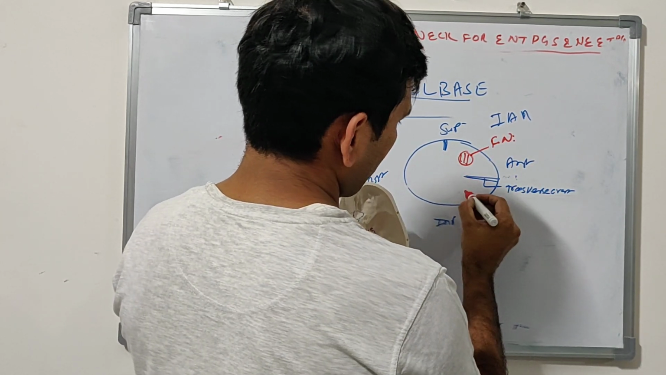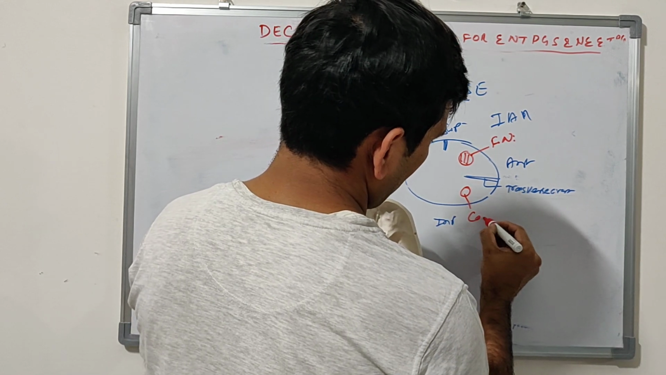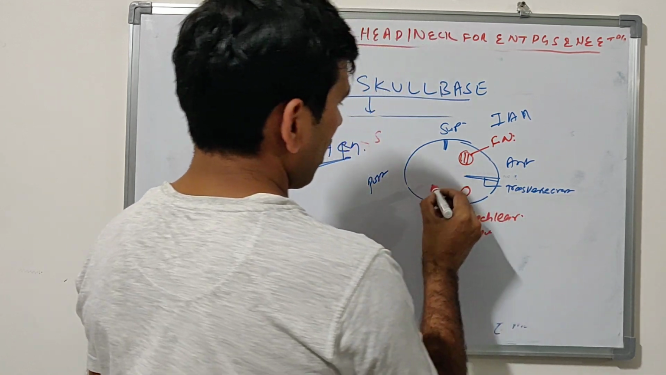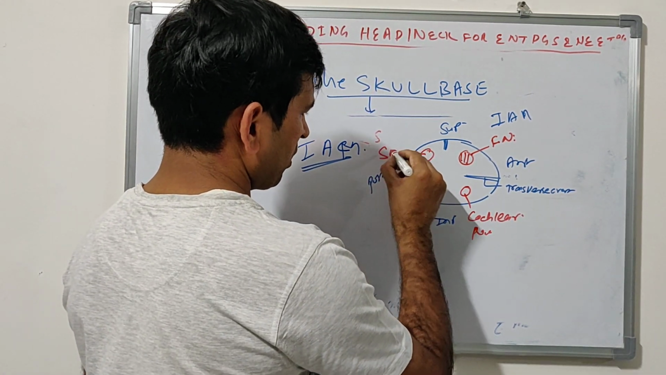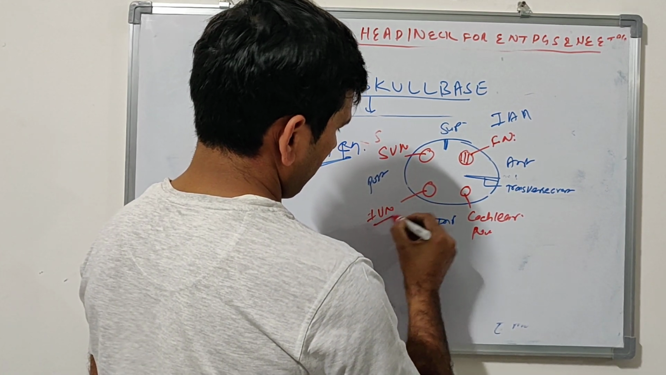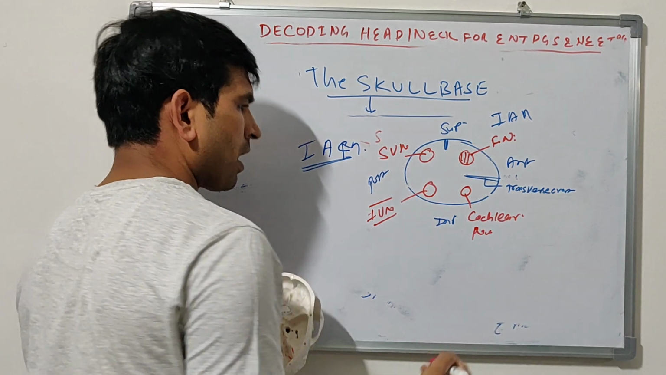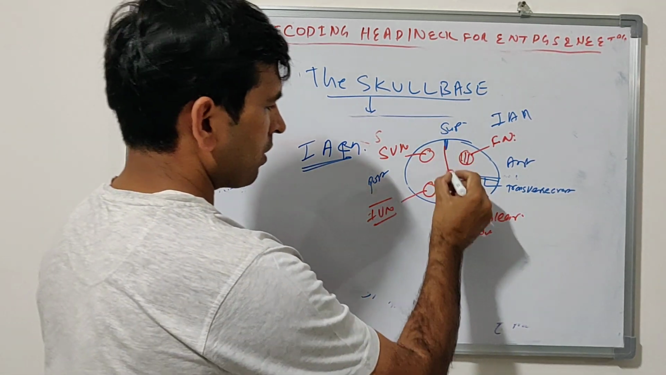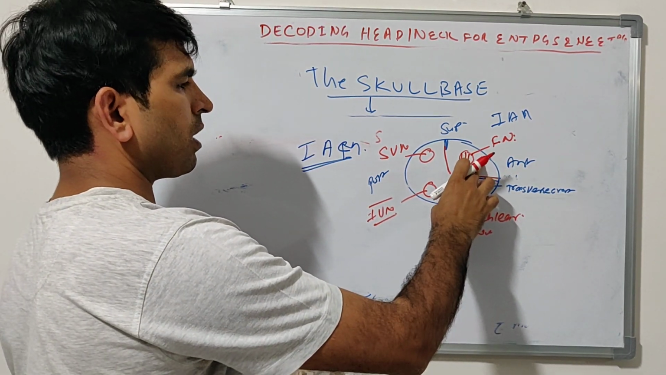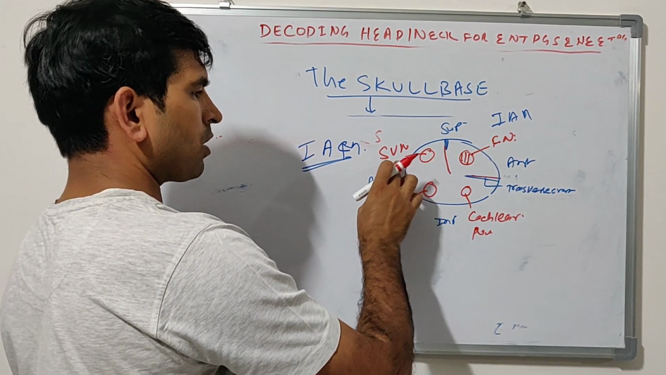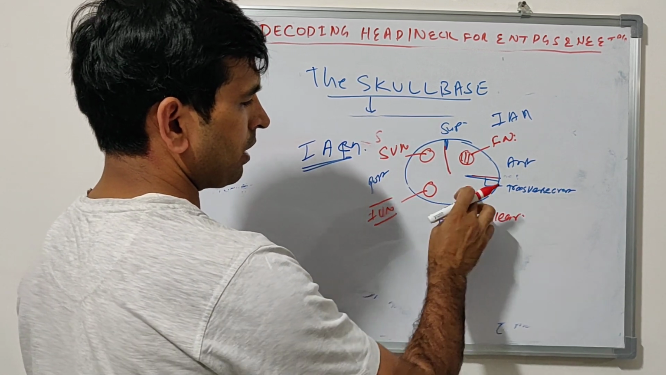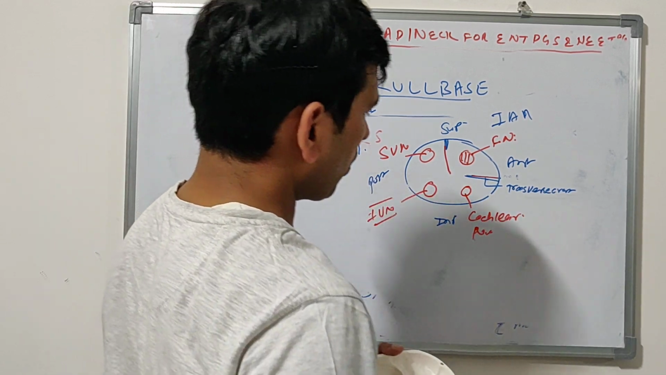The structures passing through the internal acoustic meatus: this is the facial nerve anteriorly. Below this you find the cochlear part of the eighth nerve, the cochlear nerve, superiorly the superior vestibular nerve, and inferiorly the inferior vestibular nerve. So the anterosuperior quadrant has the facial nerve, the posterosuperior quadrant the superior vestibular nerve, the posteroinferior quadrant the inferior vestibular nerve, and the anteroinferior quadrant the cochlear nerve.